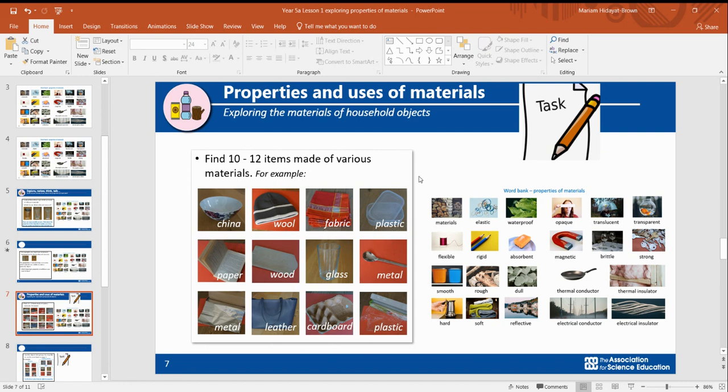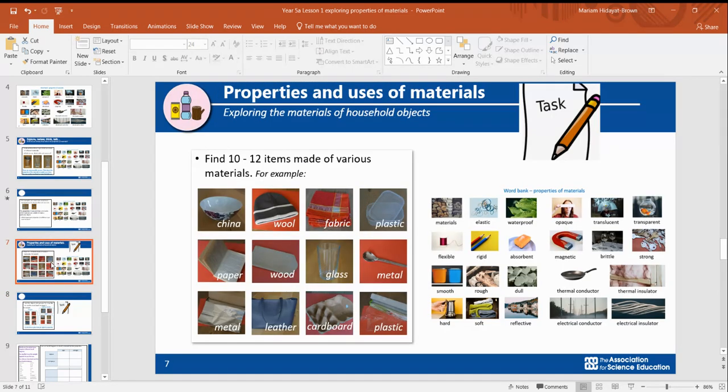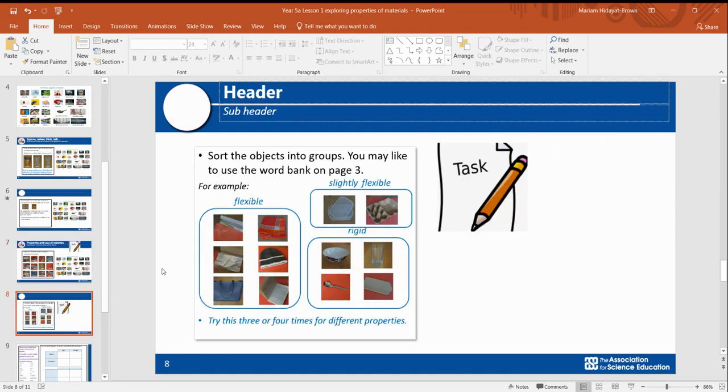So your task now, pause the video and see if you can find 10 to 12 items made of various materials. And then once you've found those materials, you're going to come back and see if you can organize them into different groups. So, for example, you might decide to organize your materials by their properties of being flexible, for example, and some which are slightly flexible and some which are rigid. So, your first task is to go and find 10 objects around your home, and then you are going to come back and organize them into different groups. Do that now.